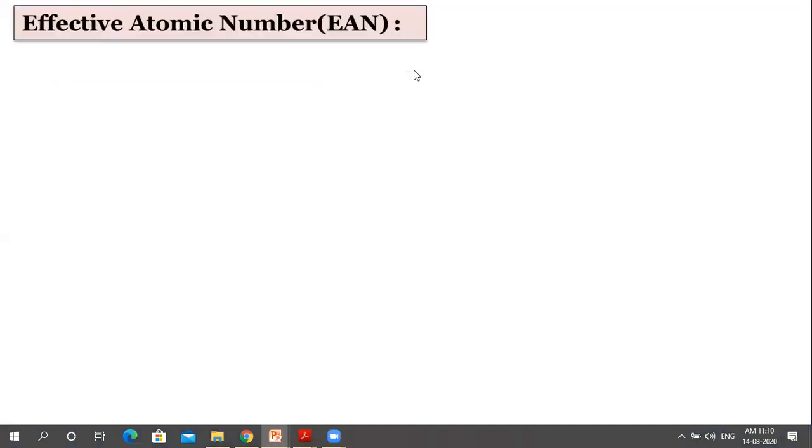Good morning, students. After a 2-day break, we will start coordination chemistry again. We started this chapter: what is meant by coordination compounds, what is meant by coordination chemistry, how the nomenclature system is developed, how the names are given, what is meant by ligands, and what the types of ligands are.